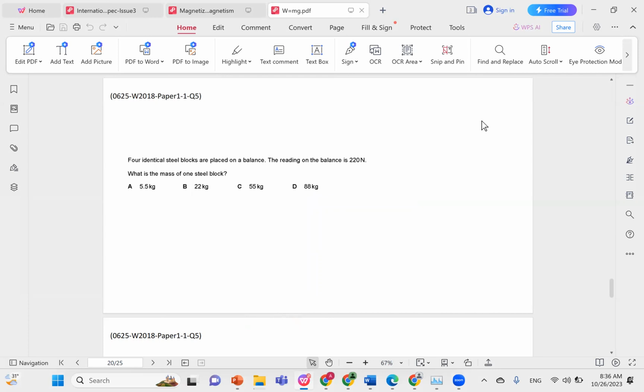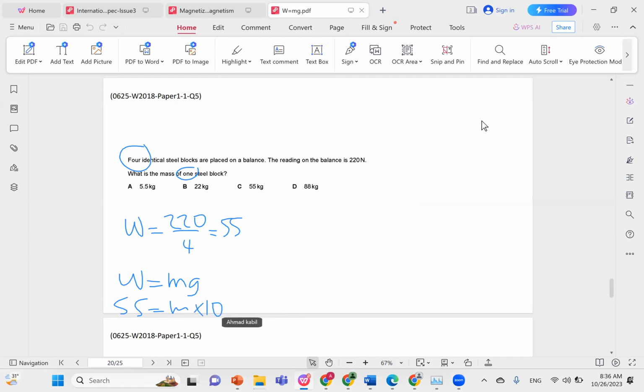4 identical steel blocks are placed on a balance. The reading on the balance is 220 newtons. What is the mass of one steel block? Again, they use the trick of using letters instead of numbers. So you have to first divide the weight by 4. 220 divided by 4, which is 55. And then W equals mg. So 55 equals m times 10. Therefore, the mass is equal to 5.5 kilograms. And the correct choice here would be choice A.